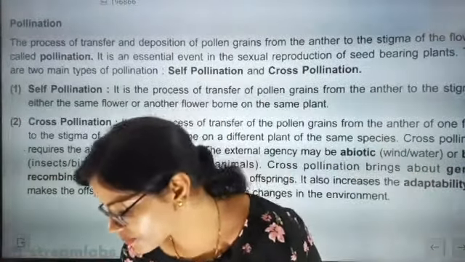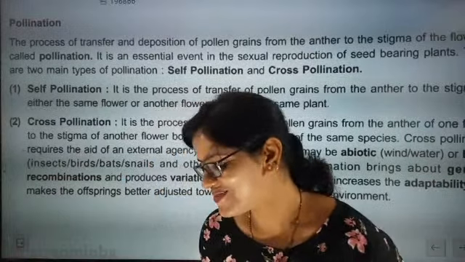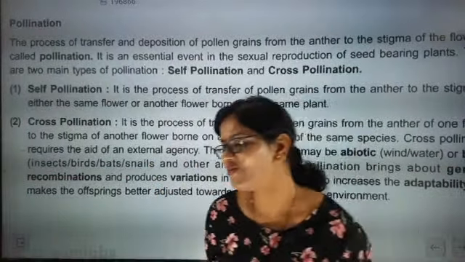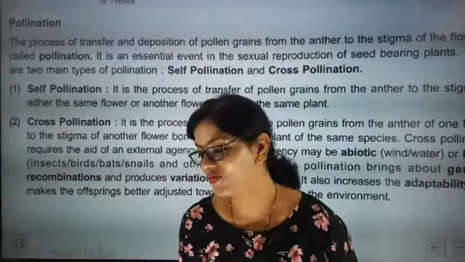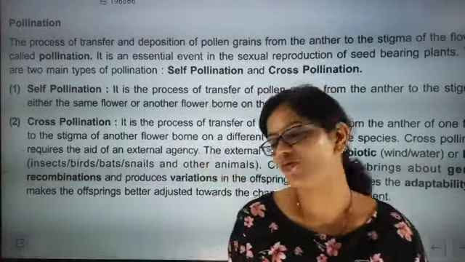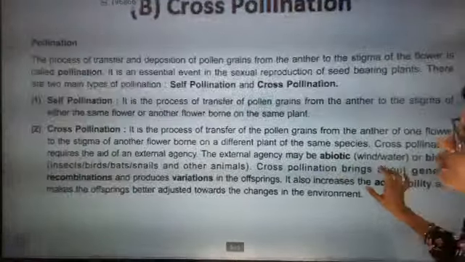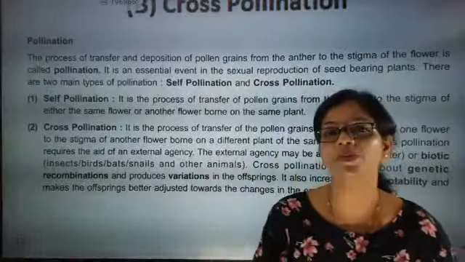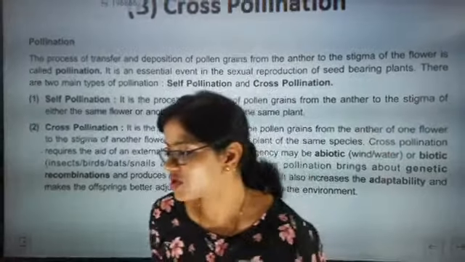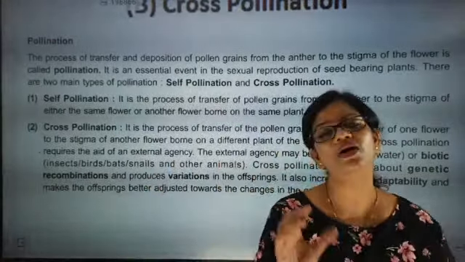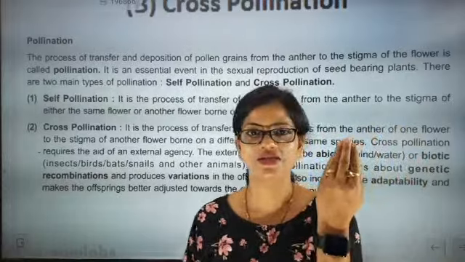So self-pollination is like marriage in relations, less variations; cross-pollination is like different people, so more variations. Absolutely correct, Akshaya. So in a way, beta, you have told the most important part of life. More variations means the baby or the child will be stronger, and another important feature is adaptability. Adaptability is a very important factor.